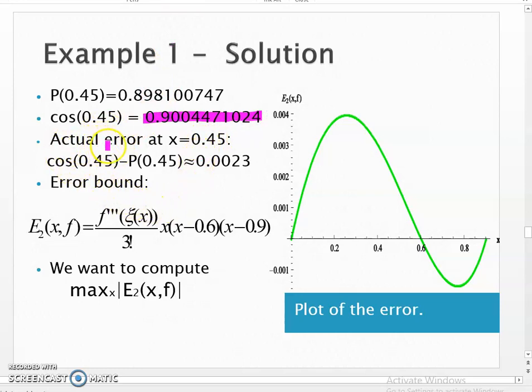So to find the actual error at x equals 0.45, it is simply cos 0.45 minus the interpolating polynomial at 0.45, so that the actual error will be 0.0023. But to find the error bound, remember in the introduction I told you that it is differentiable. So it means that we are going to differentiate this function 3 times. The third derivative of this will give us the error in this approximation.